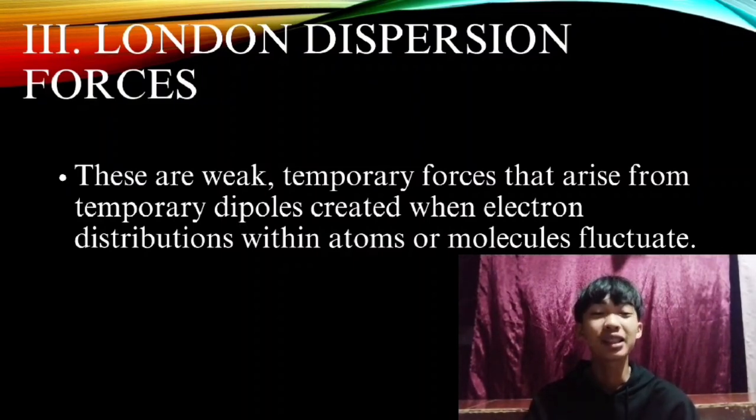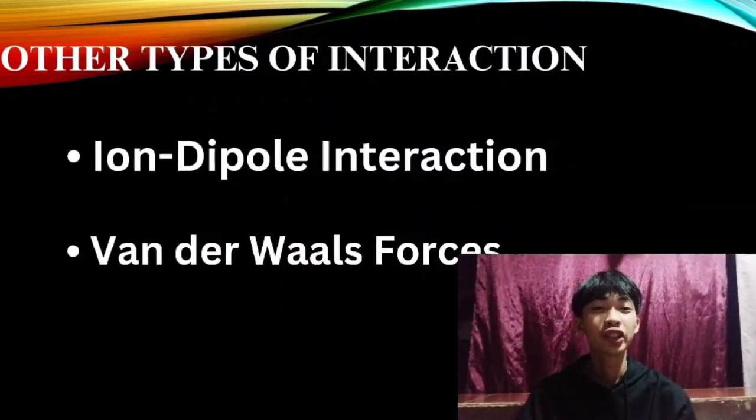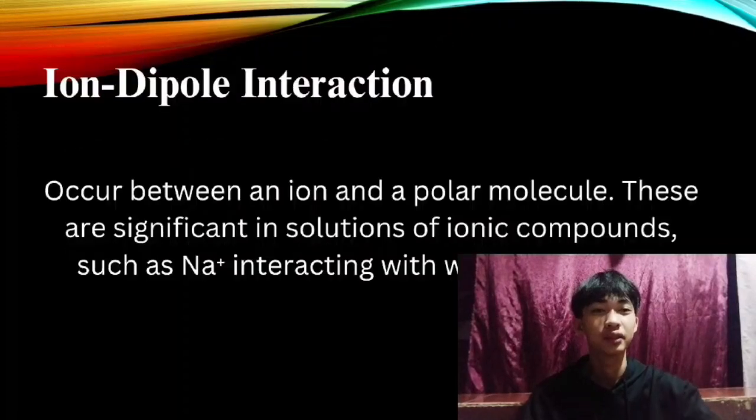It is the weakest type of intermolecular force, but the strength increases with larger and more polarizable molecules, more electrons, or larger electron clouds. Examples are noble gases such as argon and neon, and hydrocarbons such as methane, CH4. There are two other types of interaction: the ion-dipole interaction and the van der Waals forces.